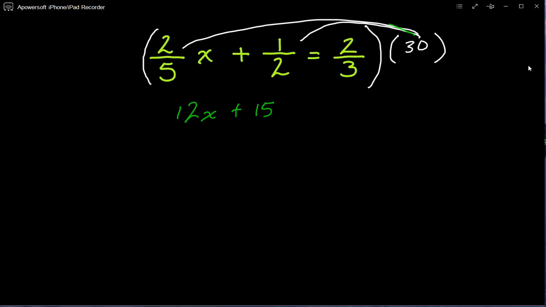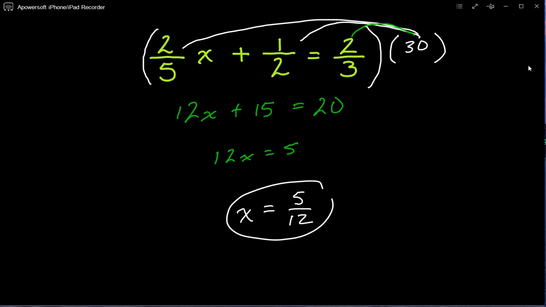And then 30 times 2/3. Right, the 3 and the 30 reduce to 10. 10 times 2 is 20. All right, so now we have a much easier problem. We're just going to move our constant term over to the right, which will give us 12x is equal to 5. And dividing by 12, x is equal to 5/12.